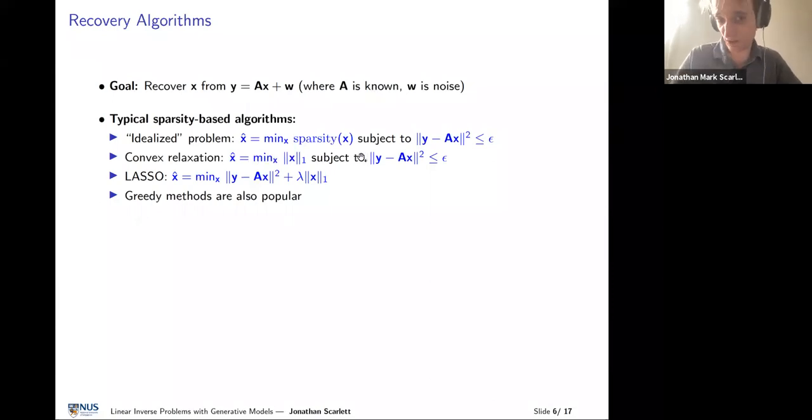Maybe you might have seen more commonly this lasso form. It's essentially like a Lagrangian form of this second line. So instead of having this as a constraint, we could just have a weighted objective: minimize the weighted sum of how well the x that you got fits the measurements, and this proxy for how sparse it is, so the one norm. And this lambda controls the trade-off between being sparse and having a good fit.